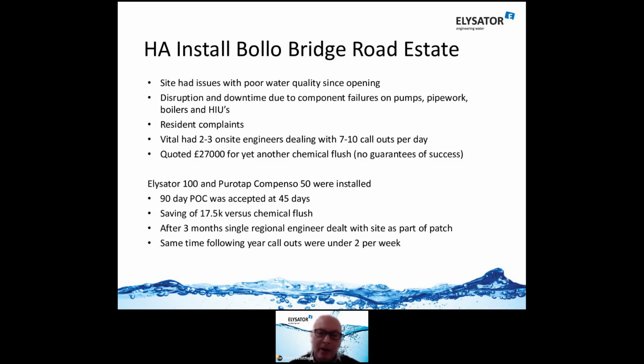After 3 months, Vital dropped it down to 1 engineer. And then the following year, we still had some issues to deal with, historic stuff that needed rectifying, but the call-outs got down to 2 a week from 7 to 10 a day, just by improving the water quality.